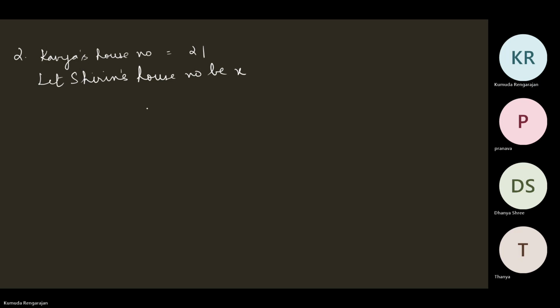Now, this is what Shireen says. If I add 5 to 1/3 of my house number, her own house number. So what is her house number? X. 1/3 of X is X by 3. If she adds 5, I will get your house number. So she will get 21.